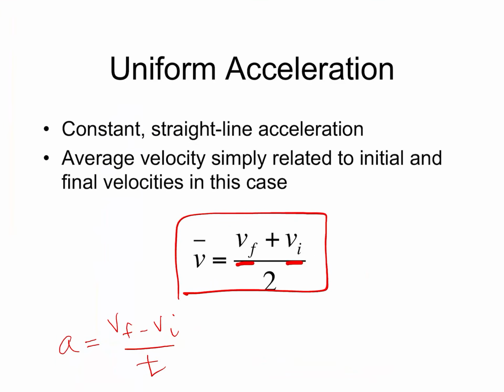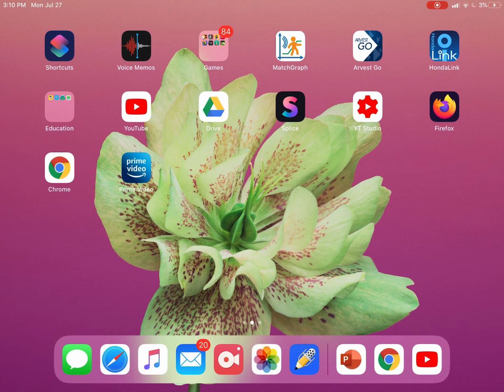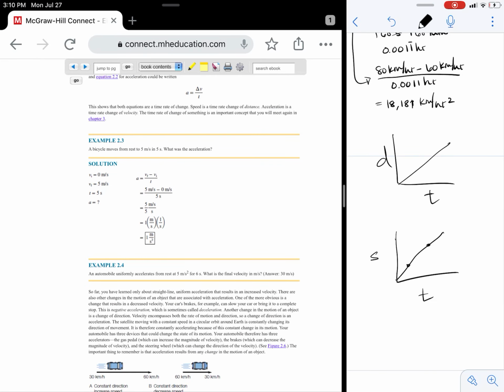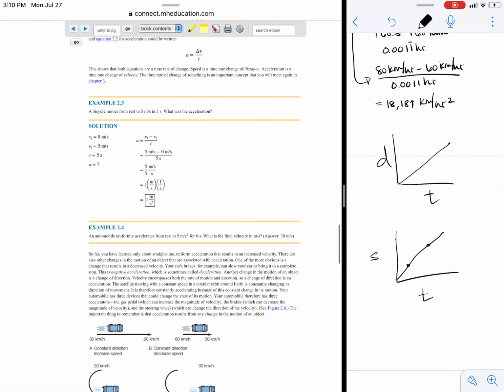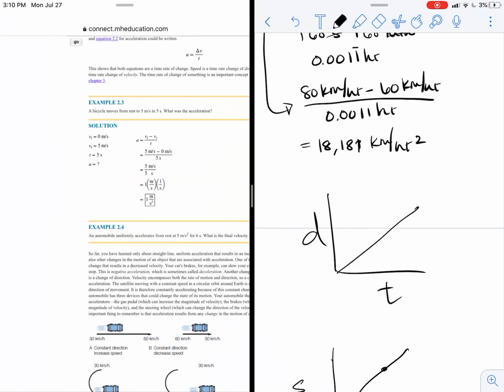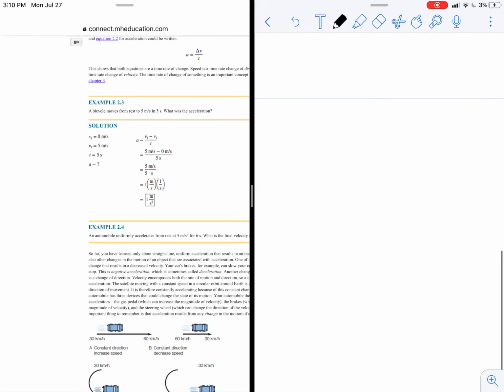Okay, we are going to start those examples. Here we go. Put it on the right page. And so we're going to do example 2.3, make this a little bit bigger, and example 2.4.